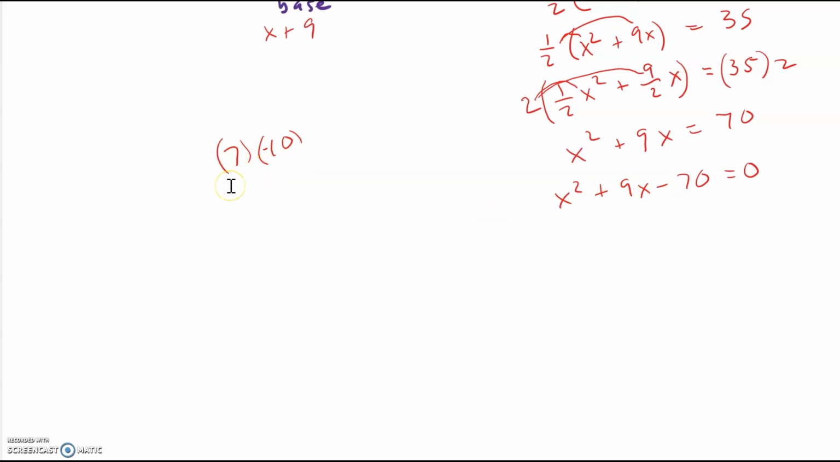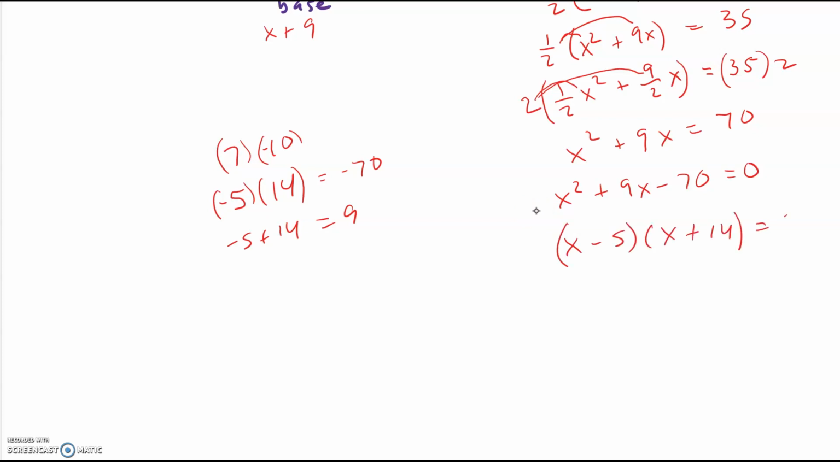What else is there? 5 times 14. Okay, this is looking promising. If I make the 5 negative and the 14 positive, when I multiply those together, negative 5 times 14 is negative 70. But when I add negative 5 plus 14, I get a positive 9. So there is my magic combination, negative 5 and 14. Now back to the equation. I've got x minus 5 times x plus 14 equals 0.